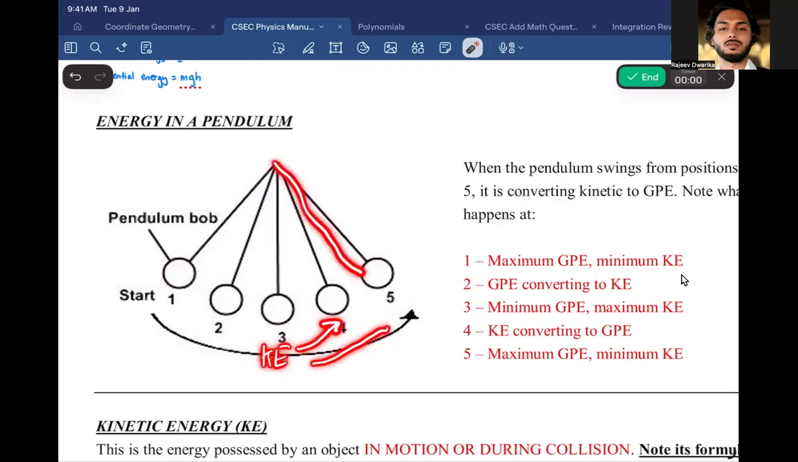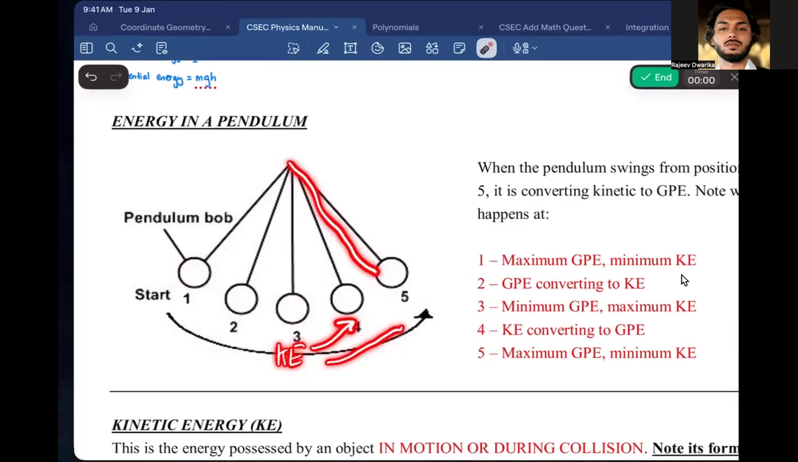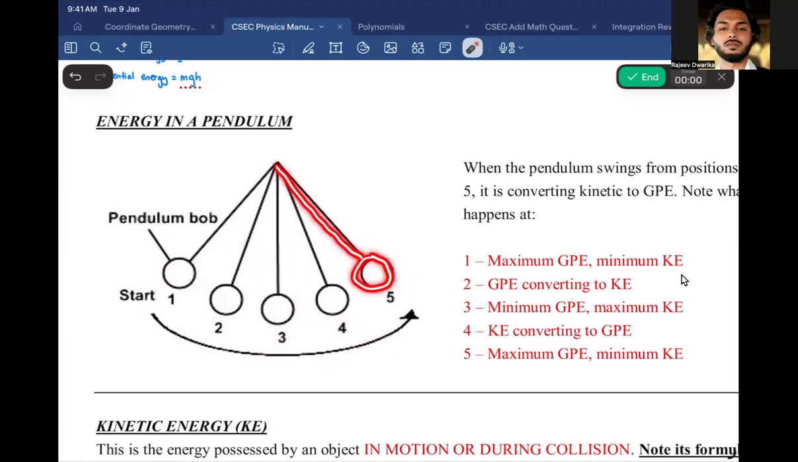And eventually, when it reaches here, what would happen, Jada? What would happen when it reaches here? The kinetic energy would be turned into potential energy. Right, so you would have the maximum potential energy. Because, Jada, at this position, it's at the maximum displacement from the resting position. At this point, it doesn't get further away from the resting position. You understand what I'm saying?